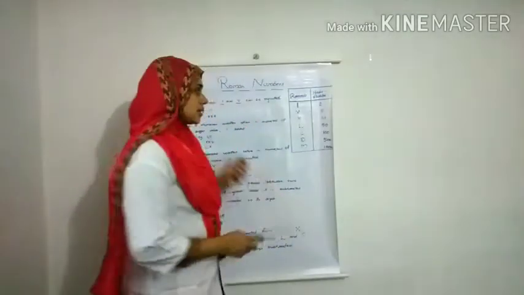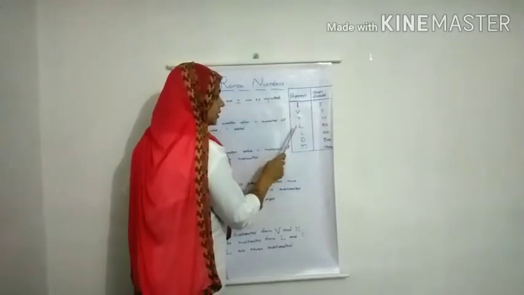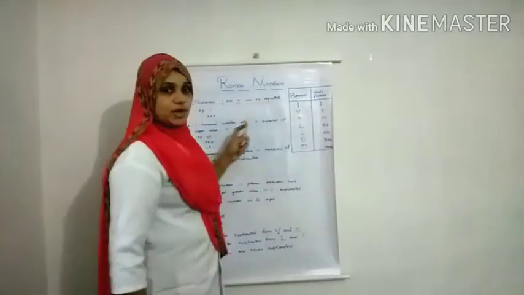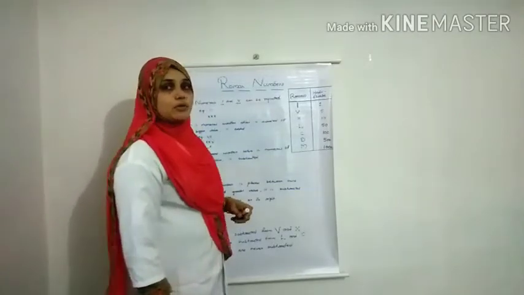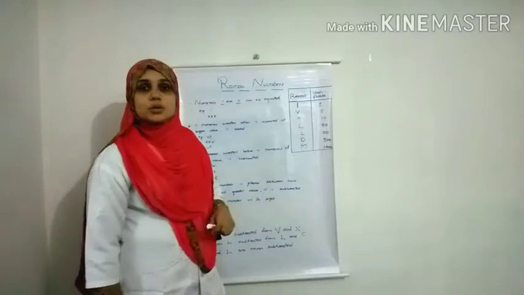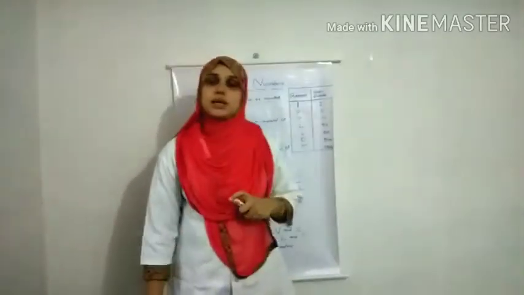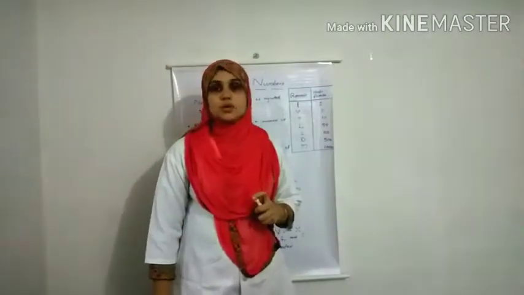The symbols 1, 5, 10, 50, 100: we can use these 5 symbols for writing numbers from 1 to 100. There are several rules for writing these numbers in the Roman system, and we have to follow these rules.